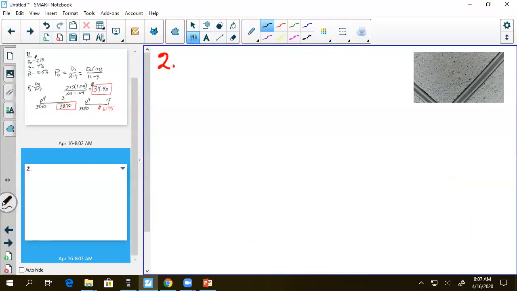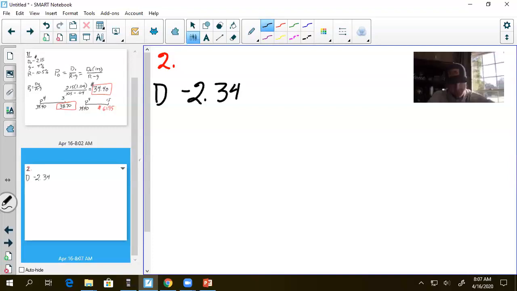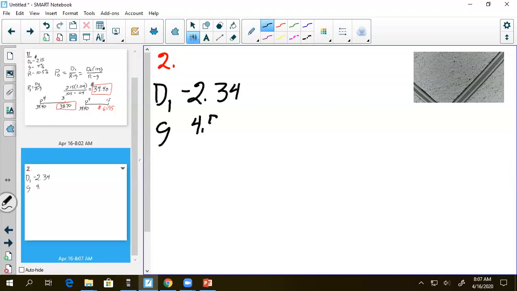The next dividend paid for this company will be $2.34 a share. So the $2.34, which D is that? Is that D1 or D0? D1. Very good. Okay, so we have D1. They're going to maintain a growth rate of 4.5%. And the stock is currently selling for $37.